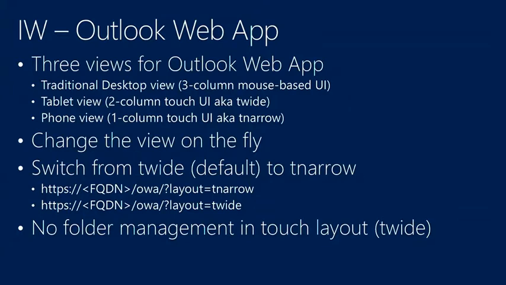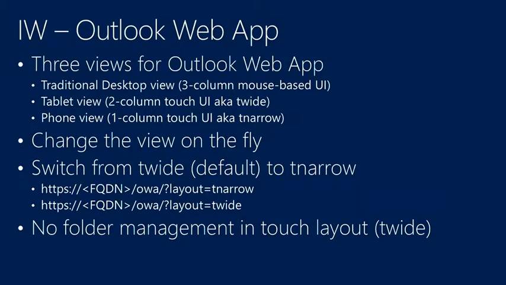And what you can actually do is you see that question mark layout equals T narrow or T wide. Once you've authenticated to OWA, you can go to the address bar and manipulate the URL to add that question mark, the word layout, and then the equals either T narrow or T wide, and we will dynamically switch between those views for you. You don't have to re-authenticate, you don't have to close and reopen. We'll just do that on the fly.